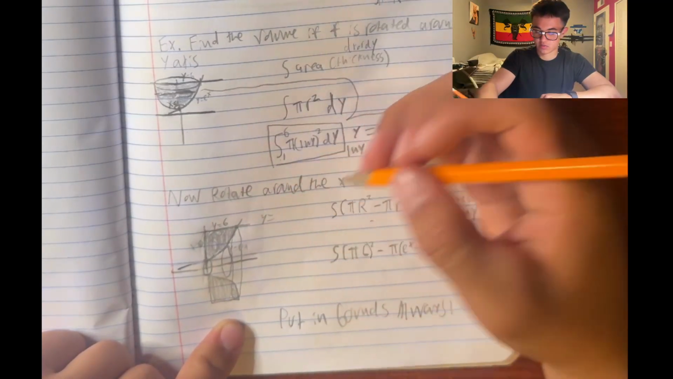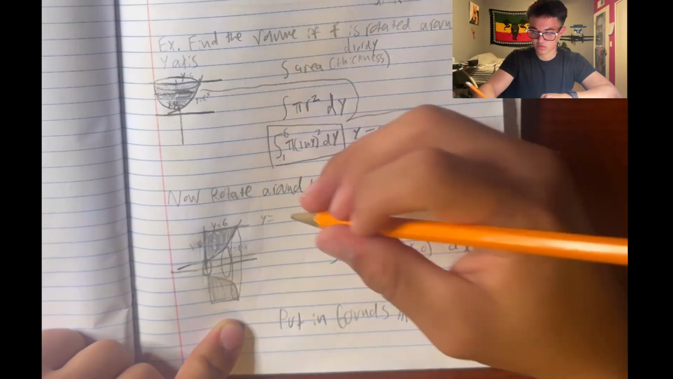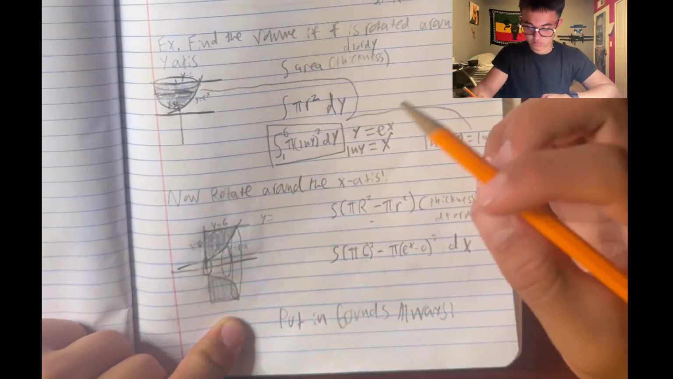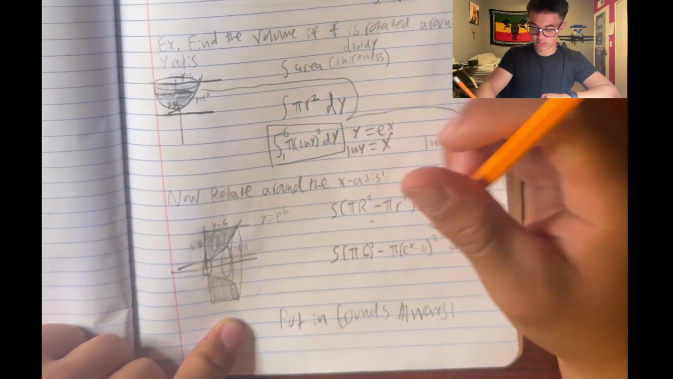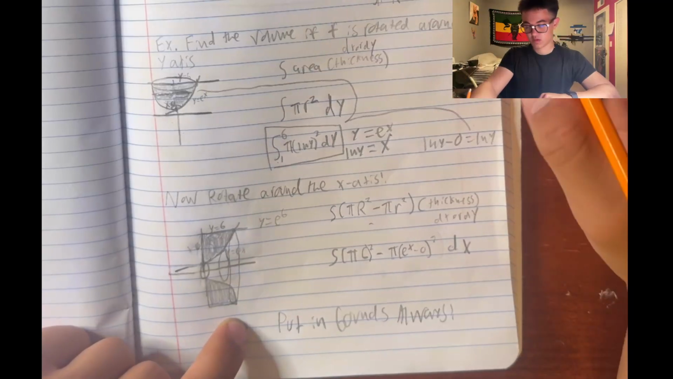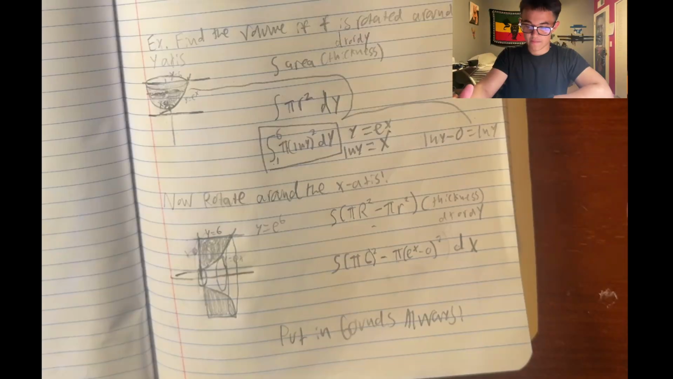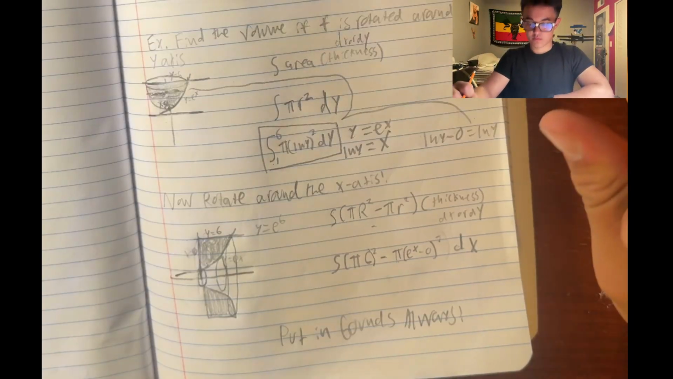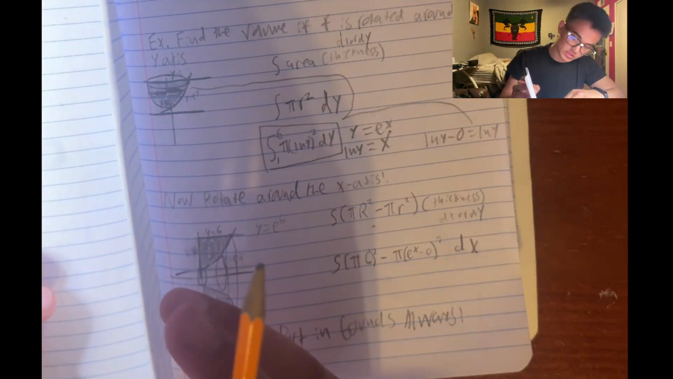So y is equal to e to the 6. Or am I mistaken here? Hold up, I think I may be a little bit mistaken.